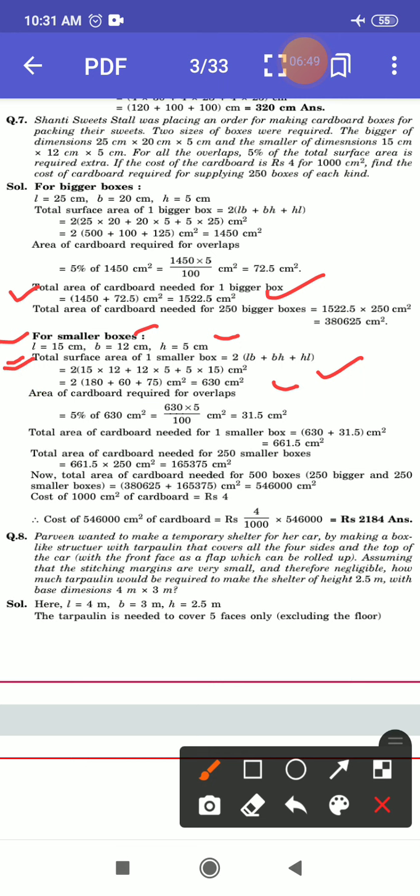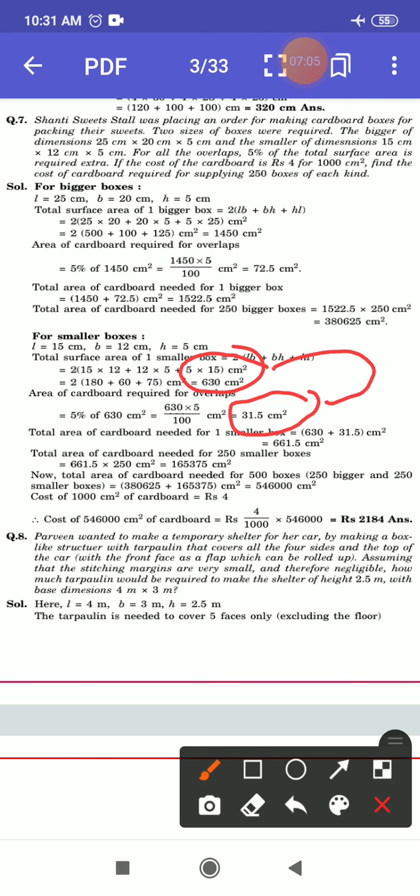So after that you have to see how much value you have. You have the total surface area of one box, and also you have the 5% overlapping of one box. Then you have to add it. Now you have to find the total area of cardboard of one small box. So this is an addition, 630 plus 31.5, and then you add it: 661.5 centimeter square. This is the total cardboard area for making one small box.